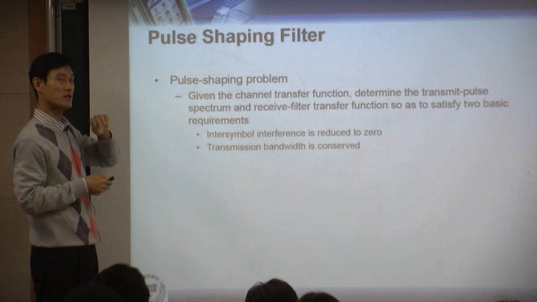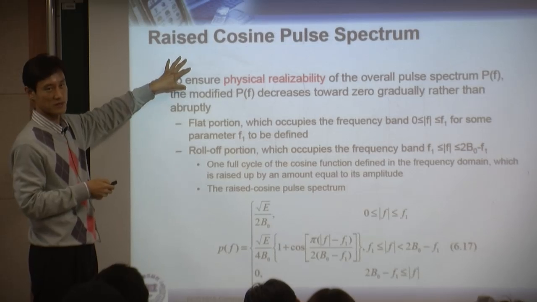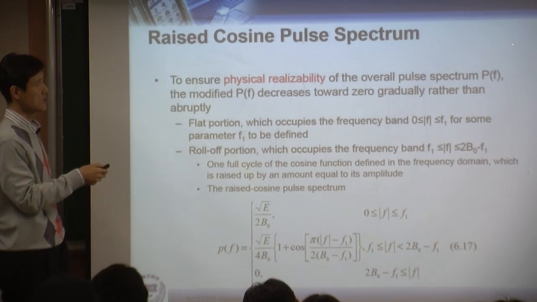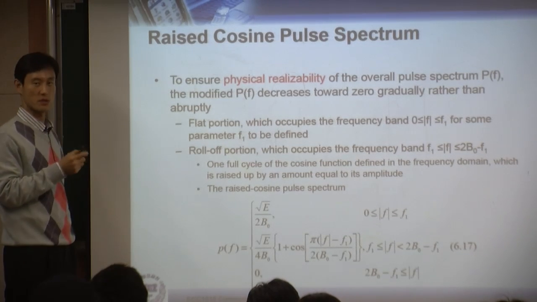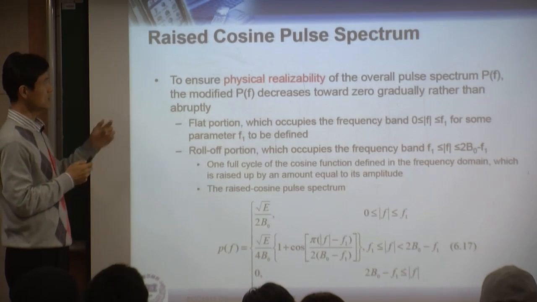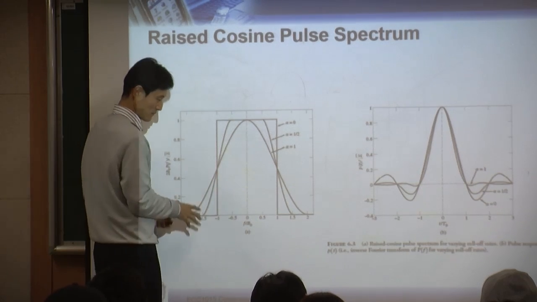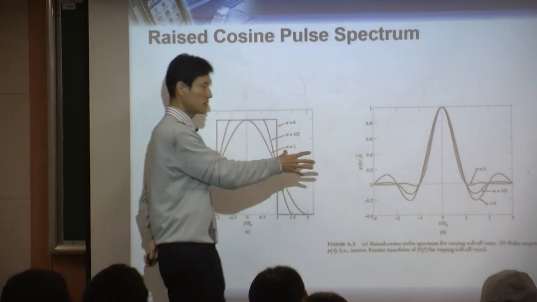And the most common example of pulse shaping filter is raised cosine pulse. Okay, so this raised cosine pulse spectrum, this raised cosine is an example of pulse shaping filter. Again, this is a transmit filter, right? So let's take a look at this raised cosine pulse. We can take a look at this one here. This is a frequency domain. Okay, and this is a time domain.